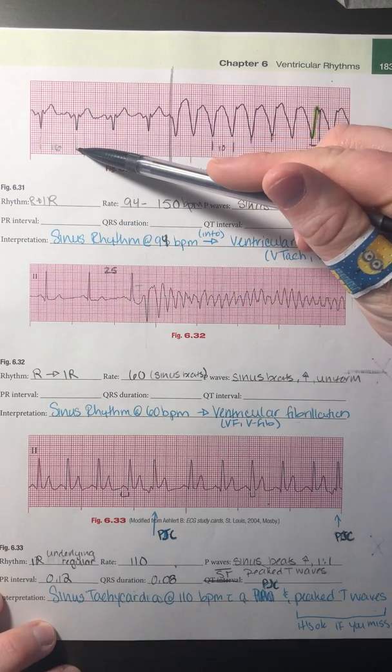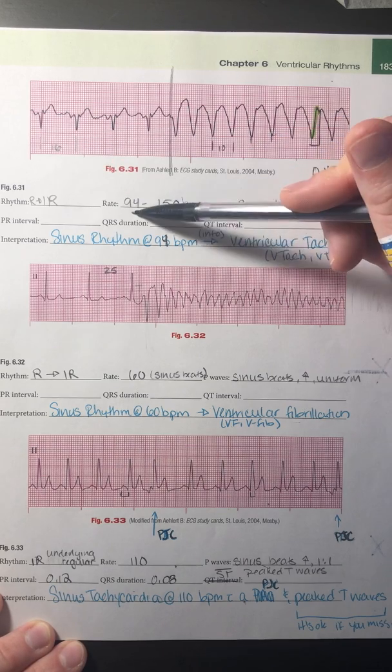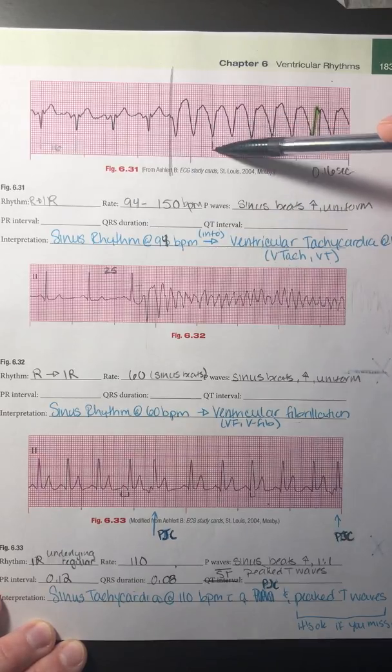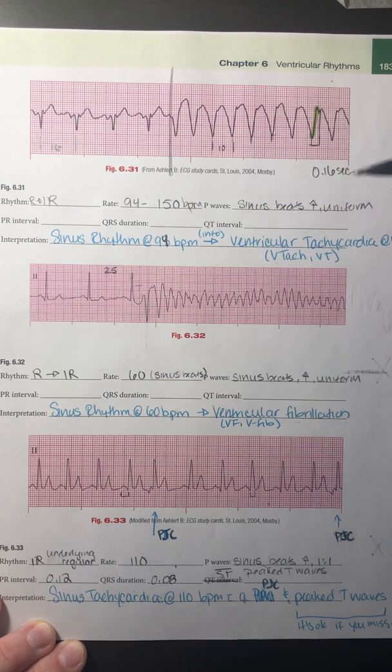So I did count the small blocks over here, and I came up with 16. So my first rate would be 1500 divided by 16, and that's where I got that 94 beats per minute. And then over here, I'm just measuring, this is where my QRS complex starts to where it starts again, and I got 10 blocks. So 1500 divided by 10 gave me that 150 beats per minute.